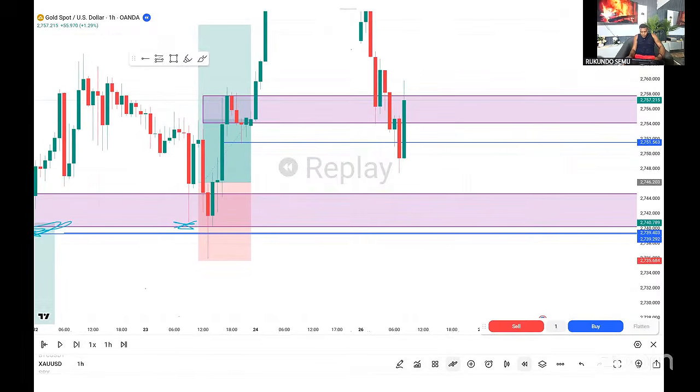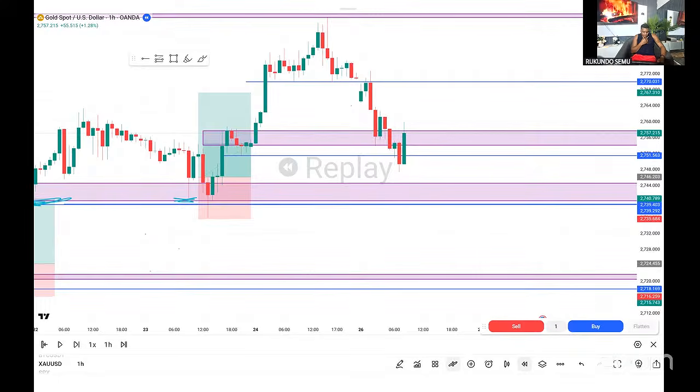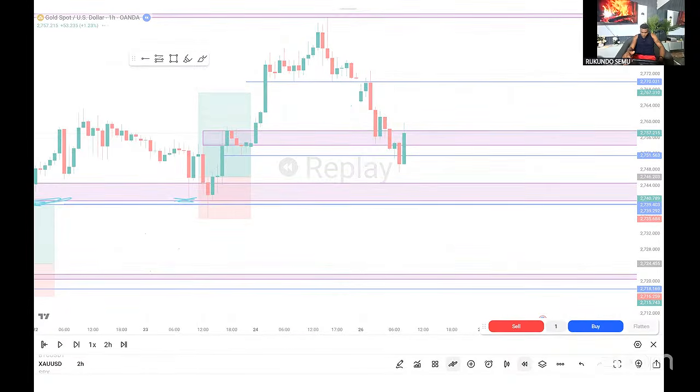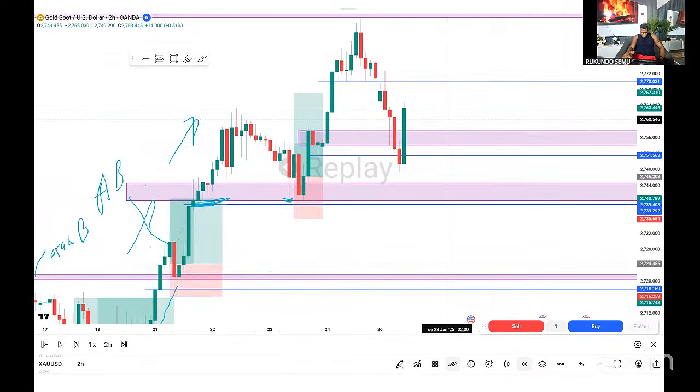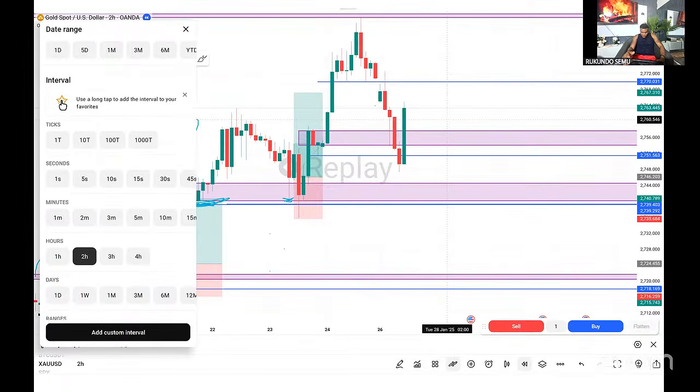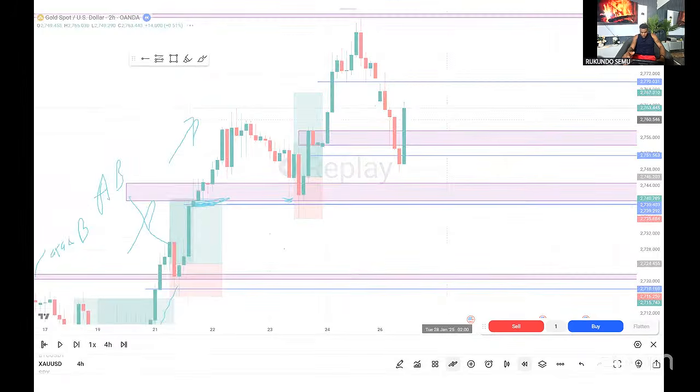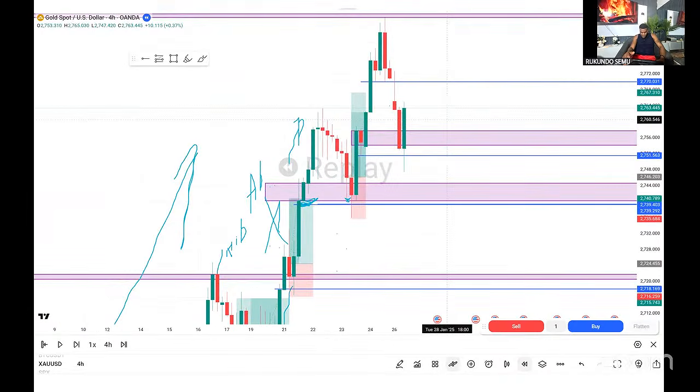So now, that is what we always say, if we go on 2H, if we can find an engulfing pattern on 2H, we are going to take this trade. But on 2H, no, 2H is not giving us a trade. And 4H, liquidity on 4H, there is only one candle.